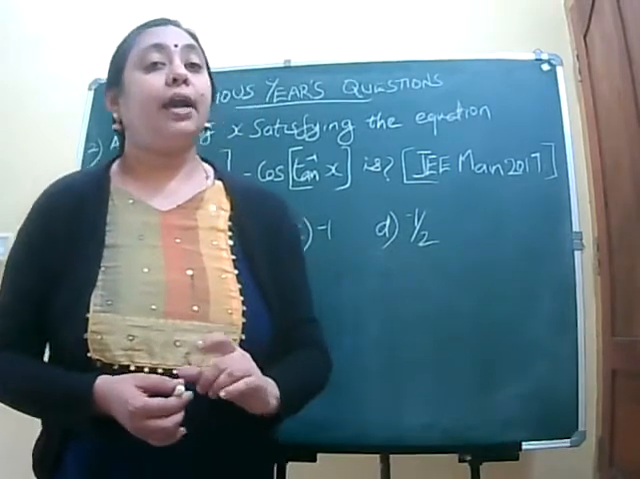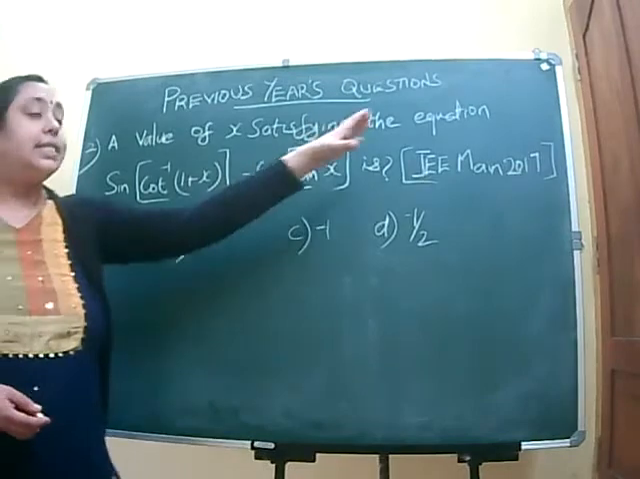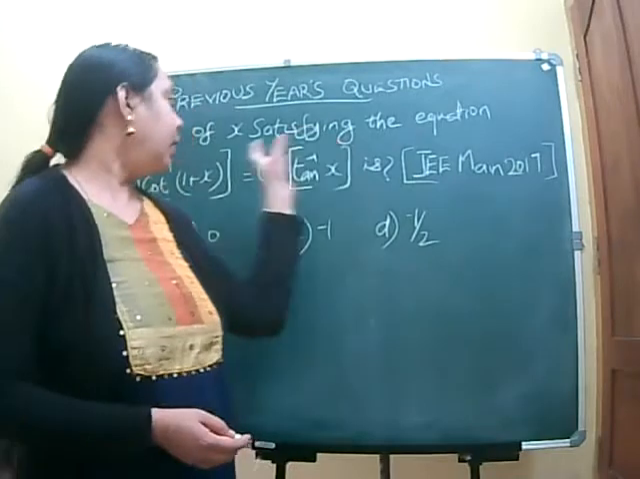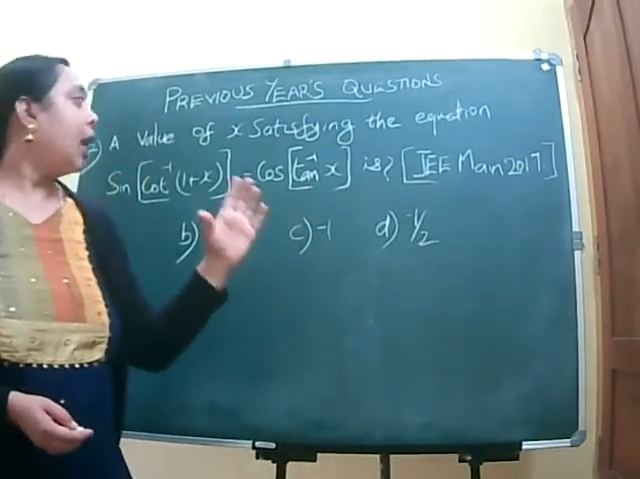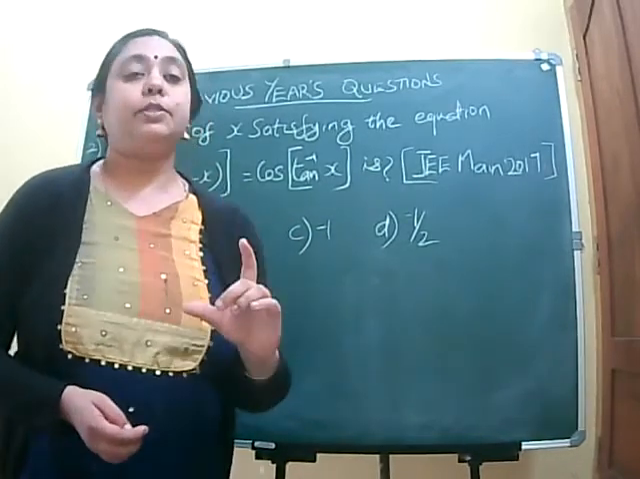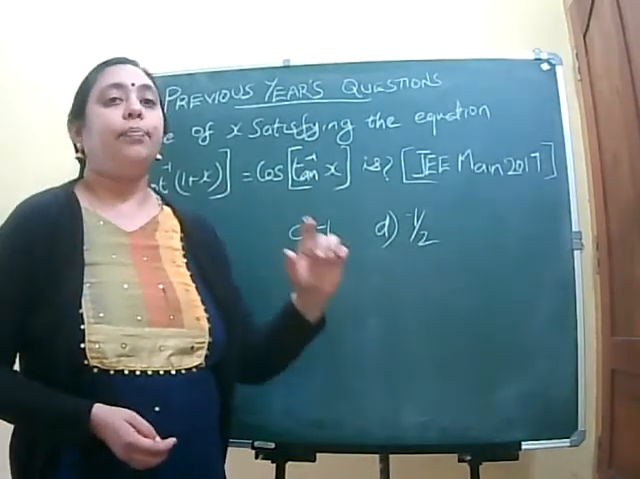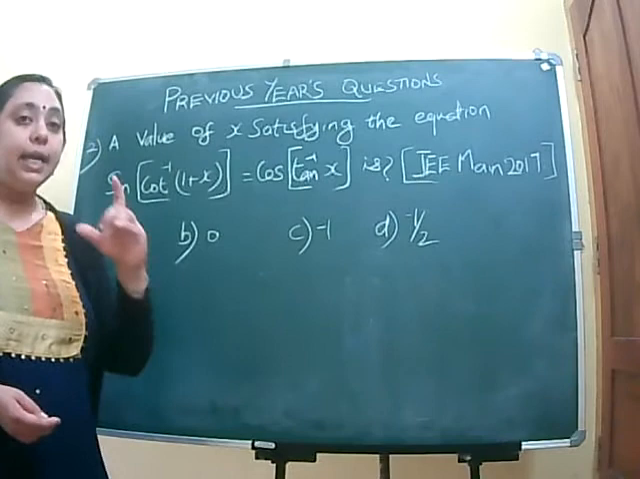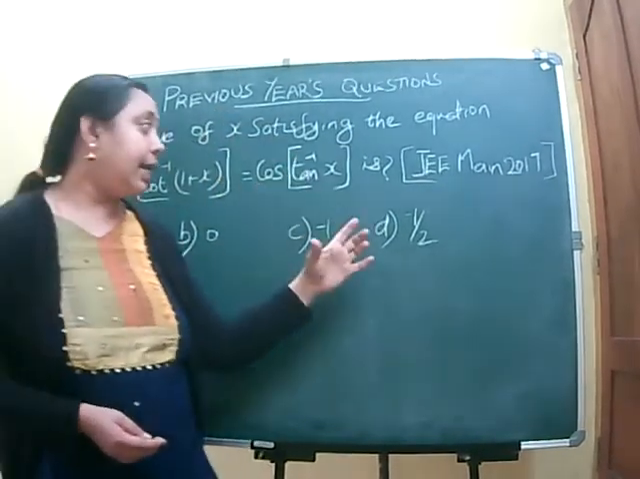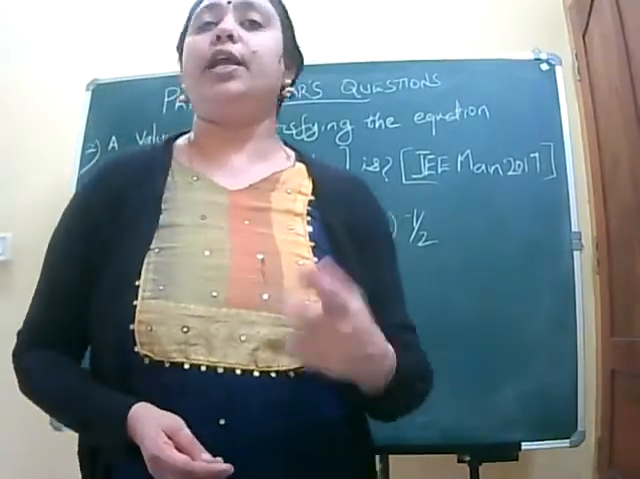Okay, here we have to find out a value of x satisfying this equation. That is, we have to solve this equation. As in the previous problems, first of all, take substitutions for the terms most inside the bracket. That is, in LHS, take substitution for cot inverse 1 plus x, and in RHS, take substitution for tan inverse x. Say theta, phi or anything.